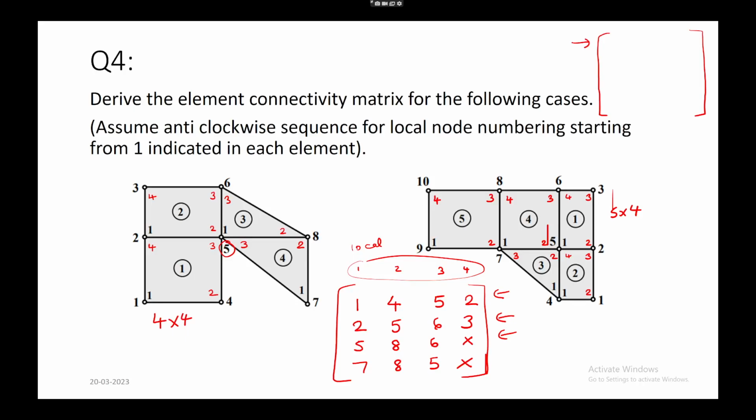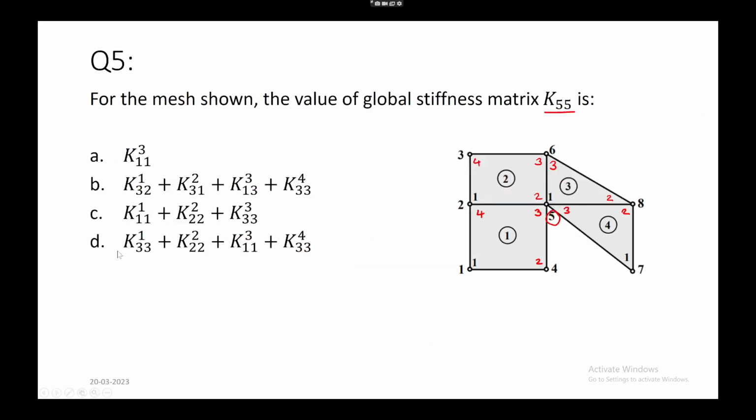Okay. First of all, for this K55, how many contributions will come? What all the elements will contribute? Will the contribution be from element 1, element 2, element 3, element 4, all elements, or only selected elements? For the K55, all of 1, 2, 3, 4, sir. Yes, so there will be 4 terms, right? Totally, between B and D only, there are 4 terms actually.